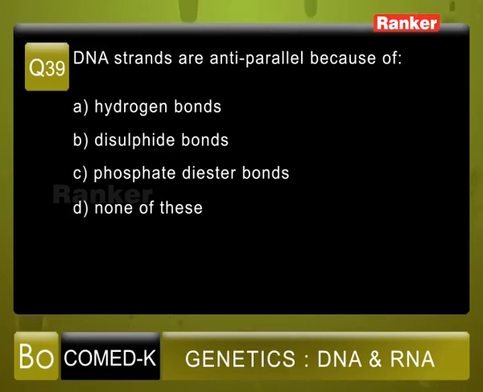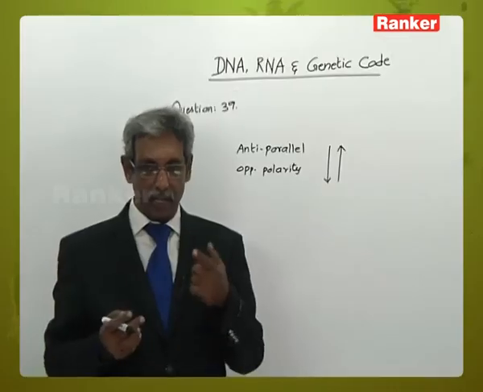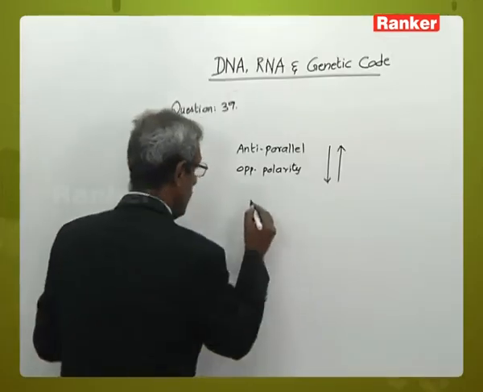Hydrogen bonds are weak bonds, only used during DNA replication. B, disulfide bonds. Disulfide bonds are present at the edges. And C is, it is anti-parallel due to phosphodiester bonds. Phosphodiester bonds link the sugar with the phosphate, and tend to link to either the 3' or the 5' end. And D, none of these. So the correct choice here is phosphodiester bonds.